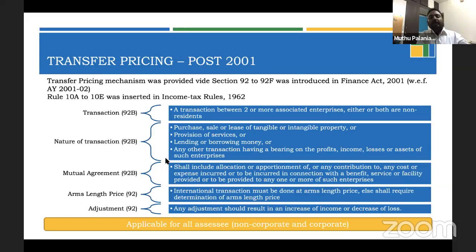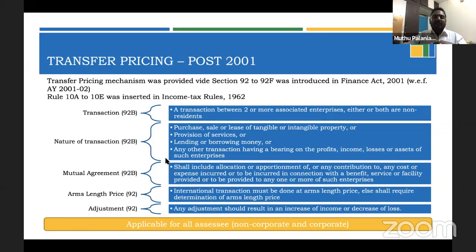The next one is about the nature of transaction. So what are all the transactions that will get covered under transfer pricing provisions? The first is purchase, sale, or lease of tangible or intangible property. The second one is services. So whatever services are being provided will also come under the nature of transaction. Third is financial transactions, that is your lending or borrowing of money. Fourth is a miscellaneous clause, which means any other transaction which has a bearing on profits, income, losses, or assets of such enterprises is also brought under transfer pricing. So these are the four broad categories of transaction that will get covered under the transfer pricing net.